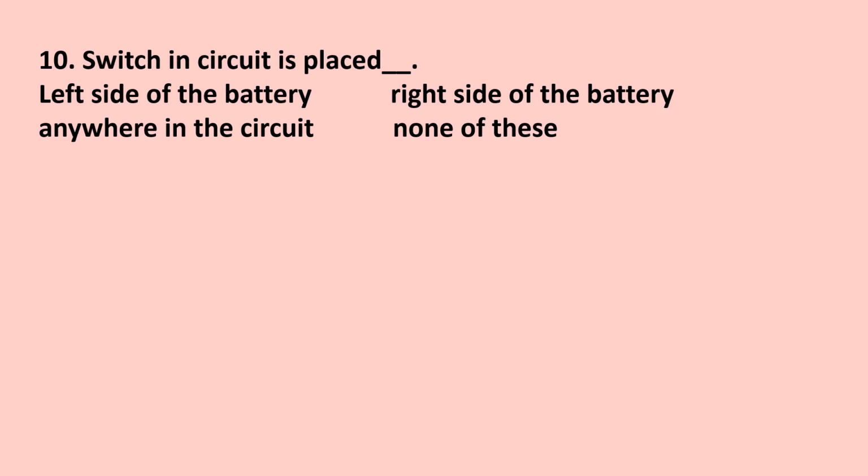Question number 10. Switch in circuit is placed. When we are using switch in a circuit, where do we place it? Either left side of the battery, right side of the battery, anywhere in the circuit, or none of these. So which is the correct place for switch to be placed in a circuit? So the correct answer is anywhere in the circuit.